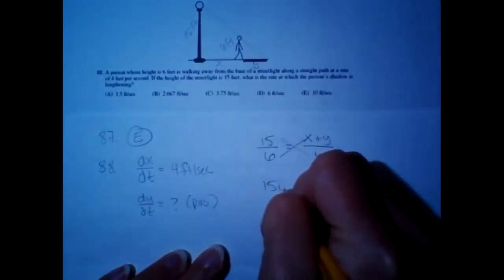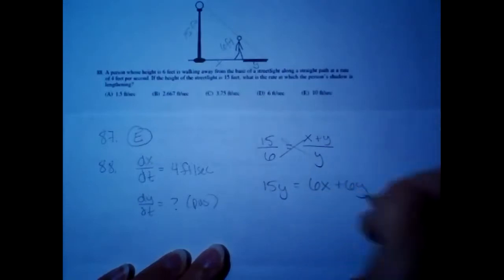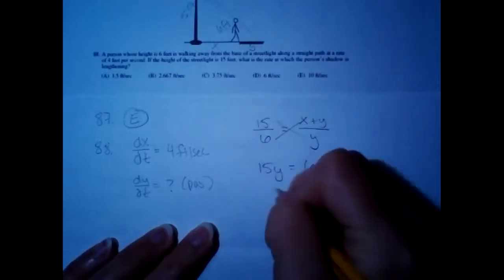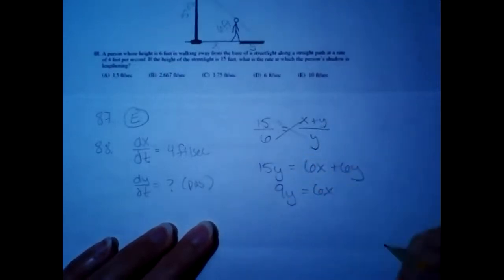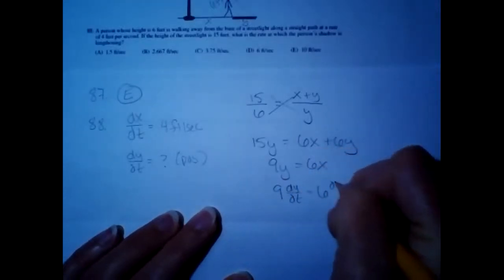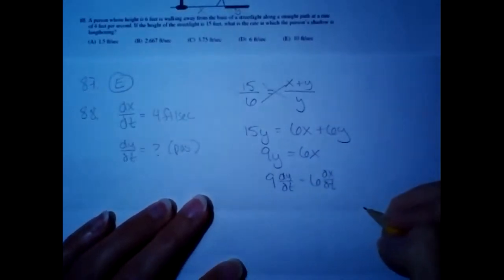We're going to cross multiply. So that'll be 15y equals, and then you have to distribute the x through there. And then I'm going to subtract this over so we have all the y's together. So that'll be 9y equals 6x. And then the derivative, it's like one of the easiest derivatives. It'll just be 9 dy dt equals 6 dx dt. And you plug in what you have and solve for what you're missing.